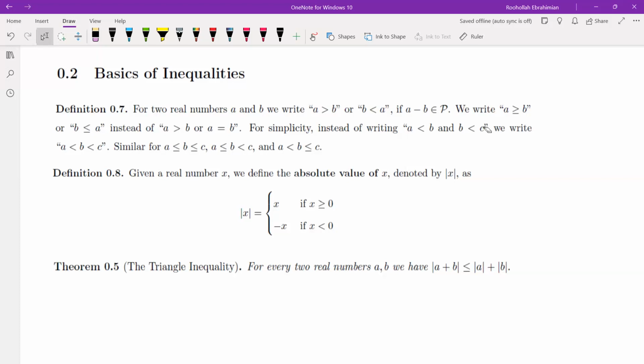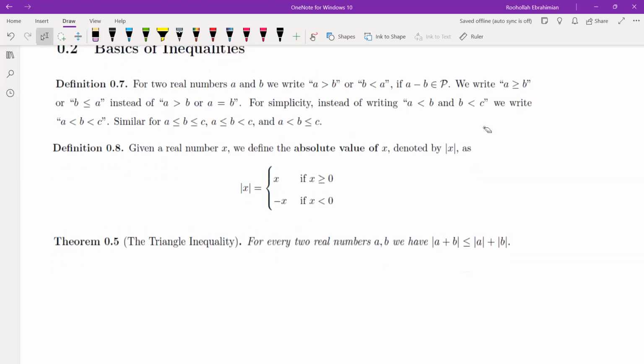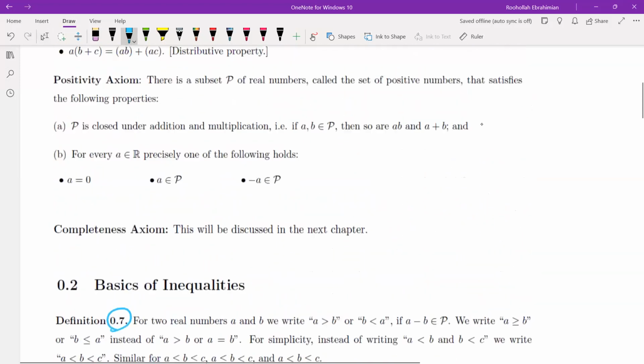Next definition is the definition of the absolute value of a real number. So the absolute value of a real number x is x if x is greater than or equal to 0, and negative x if x is less than 0. And as you see, the numbering here doesn't quite follow.